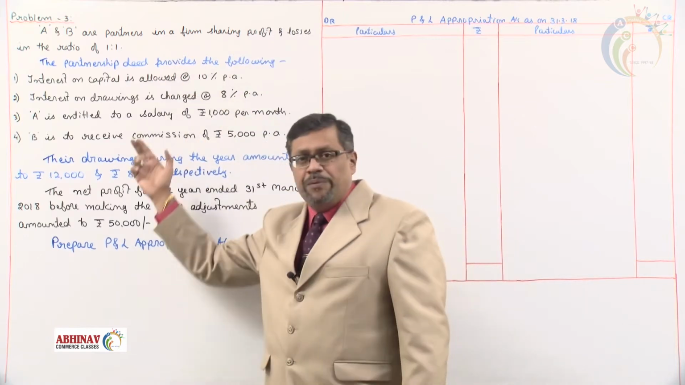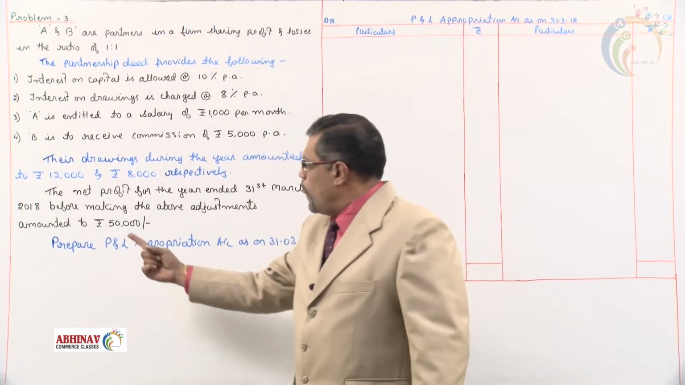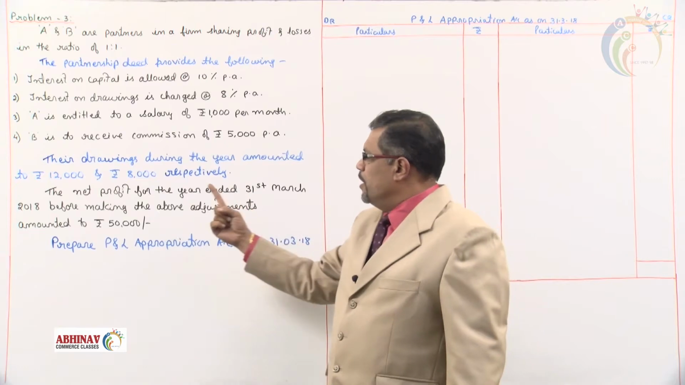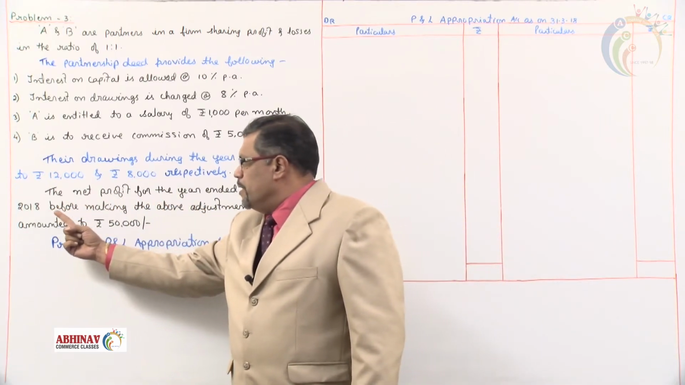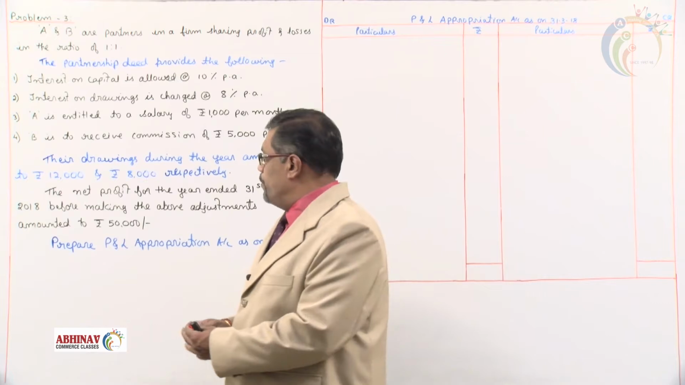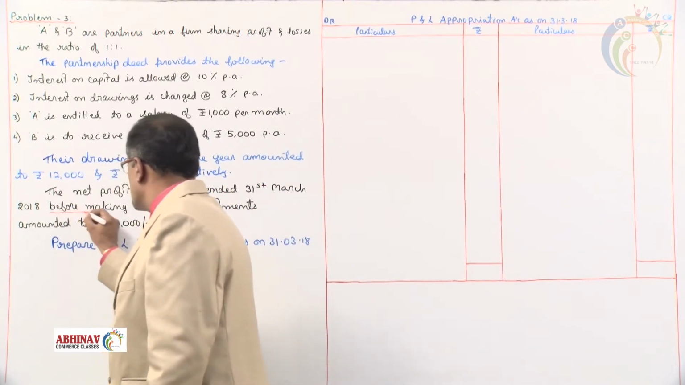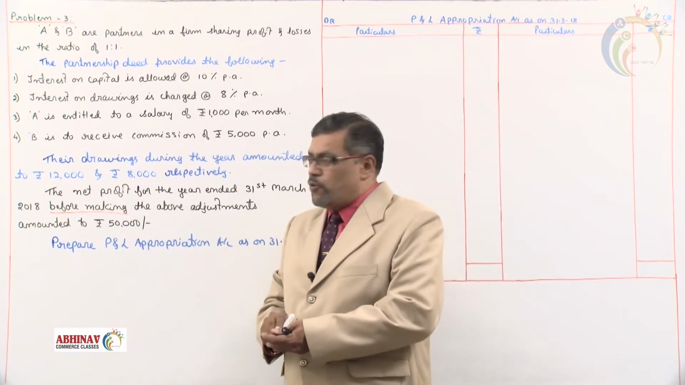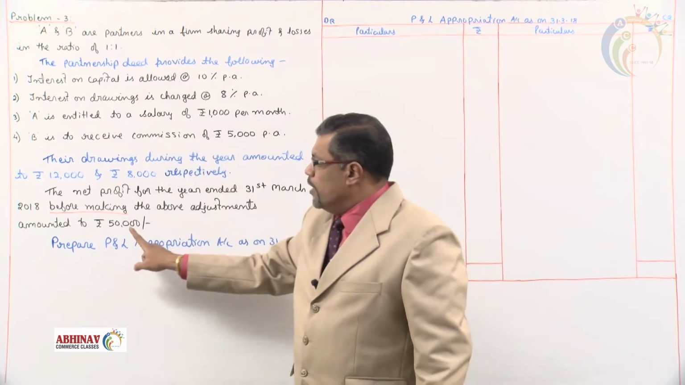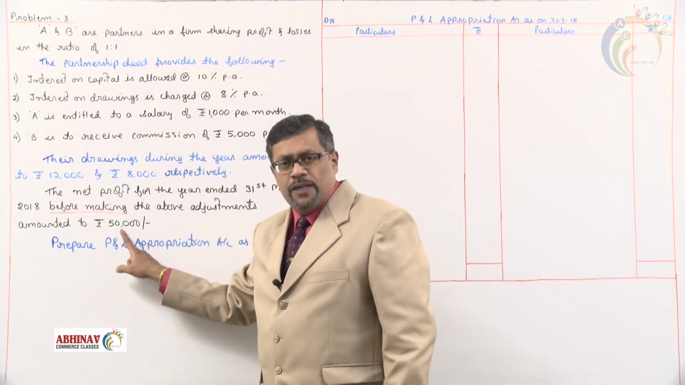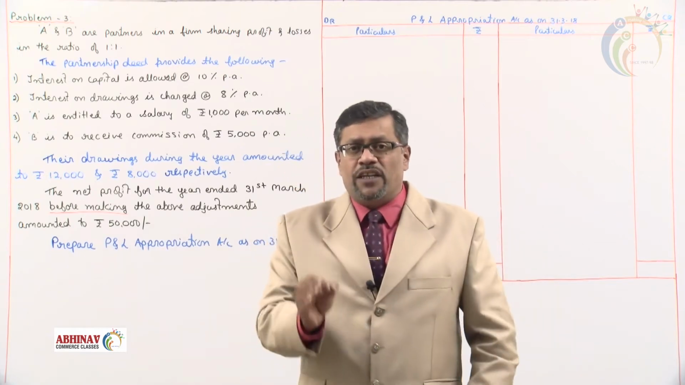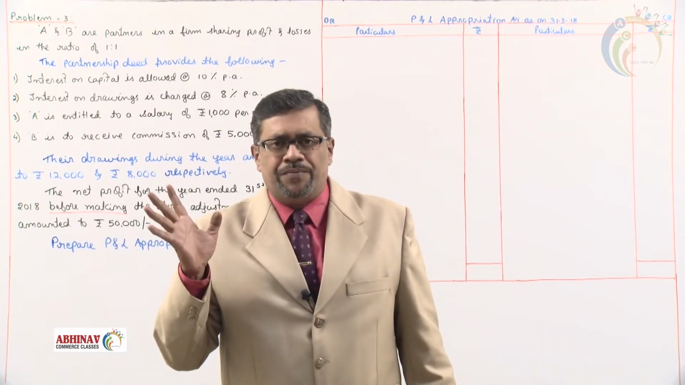Profit usually will be at the end of the problem. The net profit for the year ended 31st March 2018, before making the above adjustments, means what? Before taking into consideration these four adjustments, the profit is 50,000. So now we'll consider those four adjustments and see what is the exact net profit.